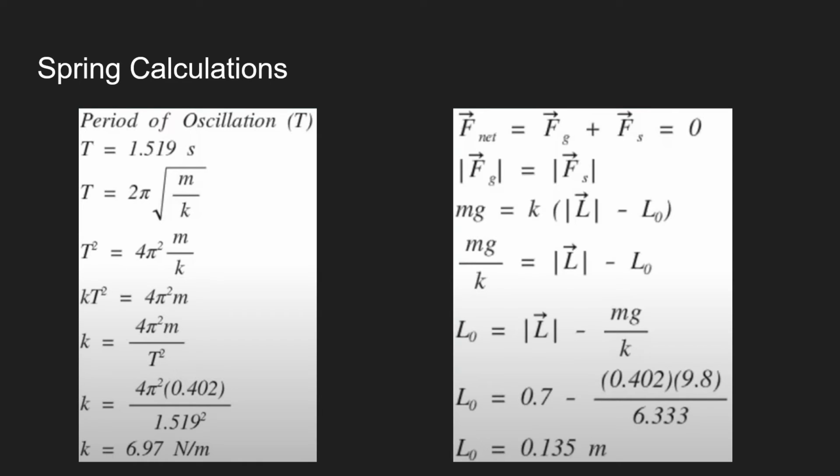The magnitude of the force of gravity can be rewritten as the object's mass times the Earth's acceleration due to gravity, and the spring force, according to Hooke's law, is equal to the spring constant times the magnitude of the stretch, which is the current length of the spring minus the spring's relaxed length, represented by L0. Plugging in the known values, we find that the relaxed length is equal to 0.135 meters.